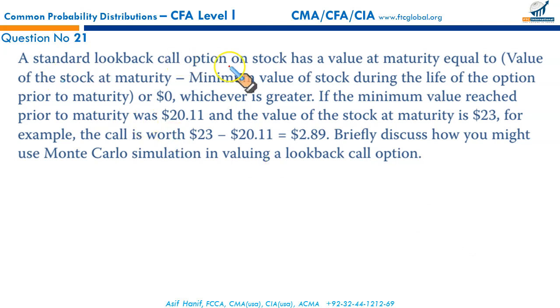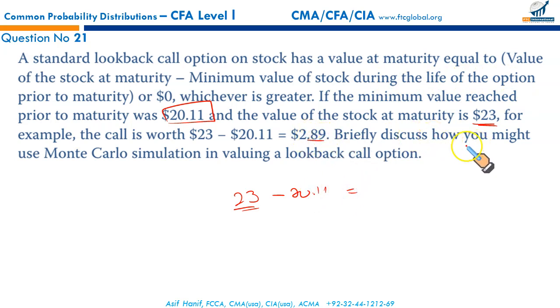A standard look-back call option on a stock has a value at maturity equal to the value of the stock at maturity minus the minimum value of the stock during the life of the option prior to maturity, or 0, whichever is greater. This, of course, we'll discuss in our derivatives. If the minimum value reached prior to maturity was 20.11 and the value of the stock at maturity was 23, it means 23 minus 20.11, as per the formula. So the difference is 2.89, given.